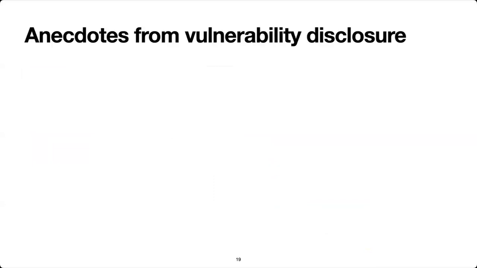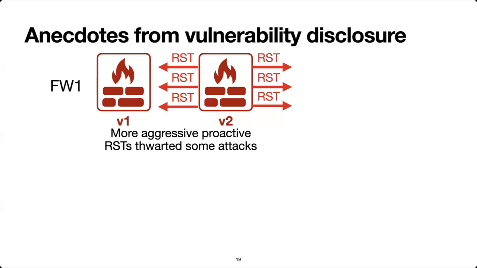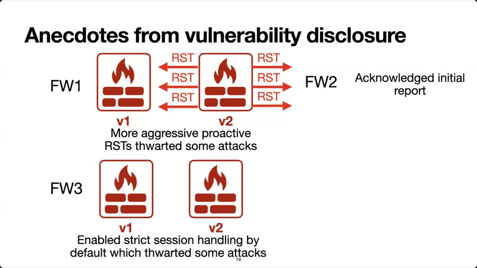So I'd also like to share some anecdotes from the vulnerability disclosure that we performed. So for firewall 1, the vendors asked us to test our attacks against a newer version of the firewall. And we noticed that this newer version is actually more aggressive in spoofing these reset packets, which thwarted some of our attacks. Firewall 2 vendors acknowledged our initial report, but did not follow up with us.